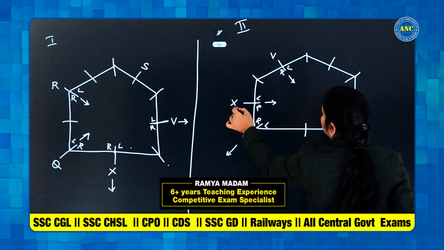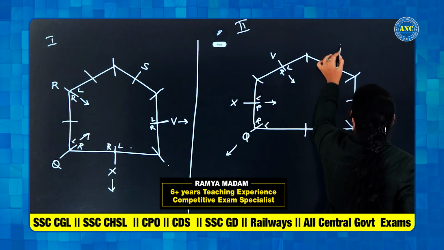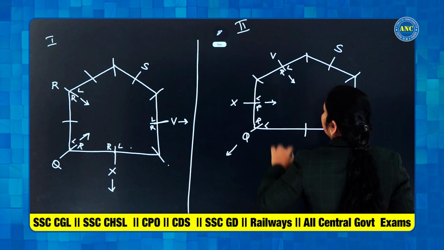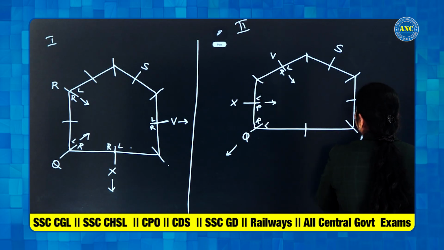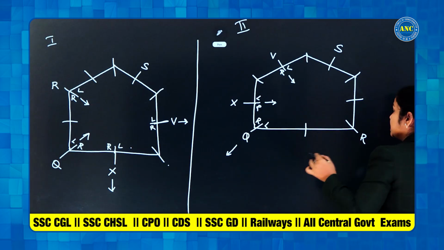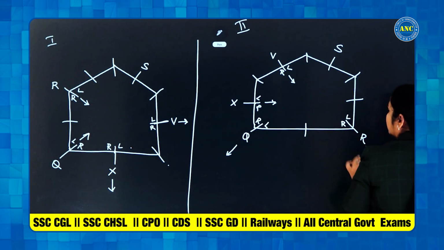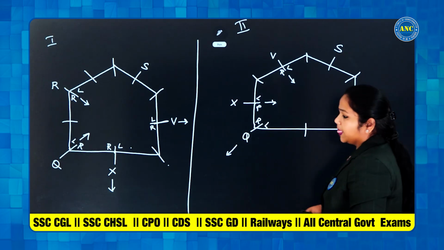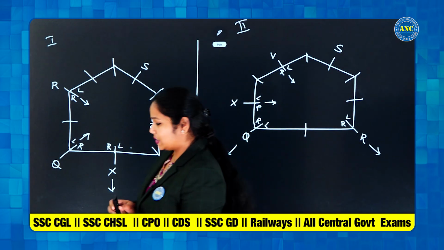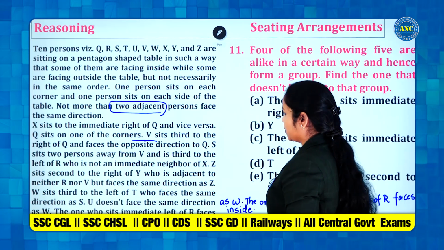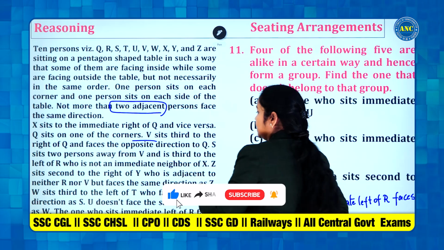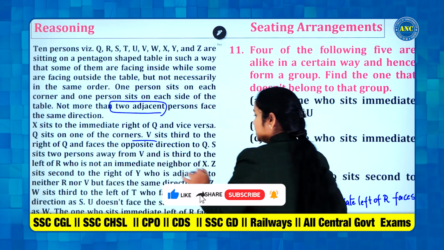So, I can't take S here. 2 persons away, yes, I can take here. I can't take R here. So, R first, second, third, R I can take here. Third, left side. So, left, right, clear now? Left and right means R is facing away from the center. Are you all understanding how we are approaching this question? Till here it's clear now? Okay, fine.